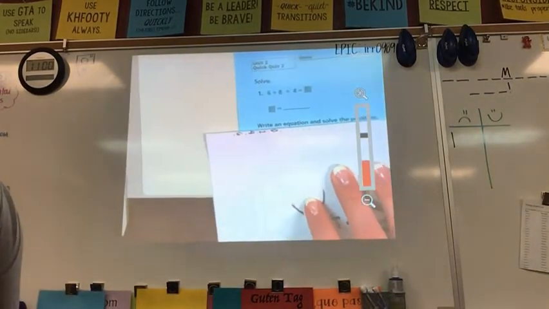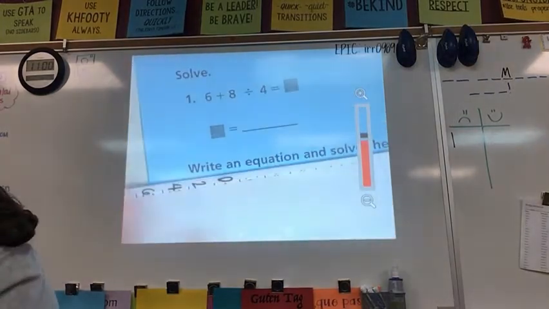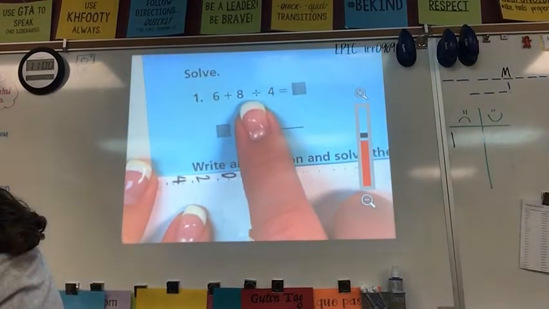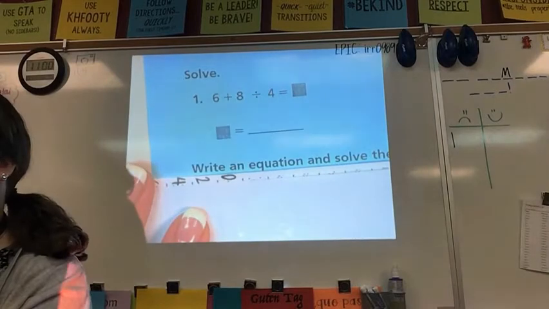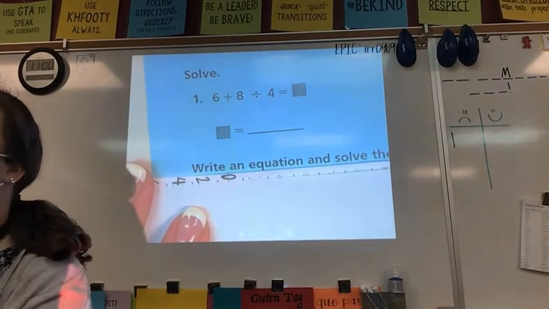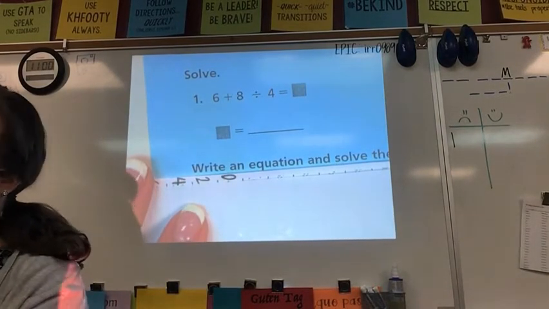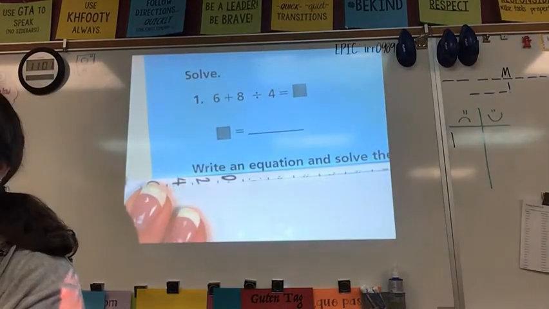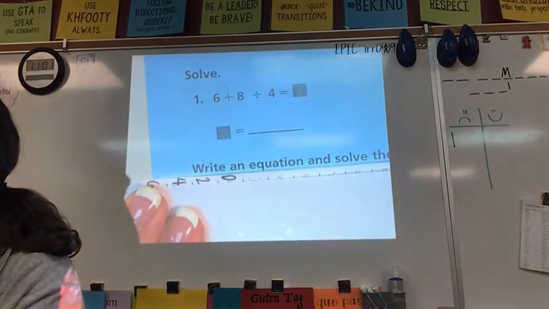Numero uno. 6 plus 8 divided by 4. I noticed that there are 2 operations in this problem. So what mathematician can tell me what you're going to be thinking of right away on this? Dex?